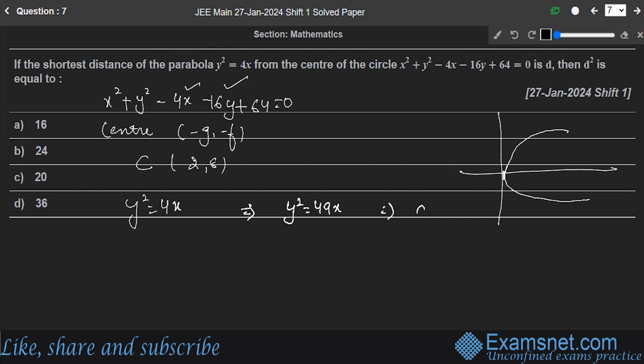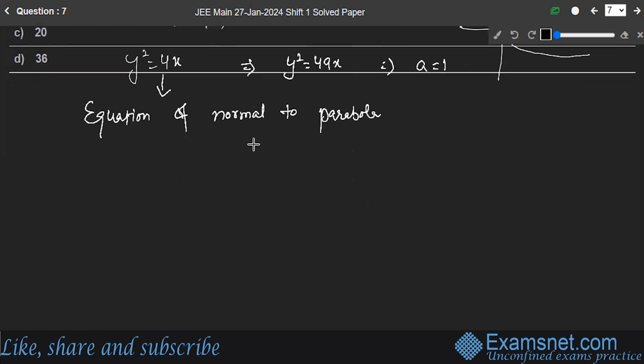You have a as 1. Now, this is the equation of the parabola. Equation of normal to the parabola is given by y is equal to mx minus 2m minus m cube.